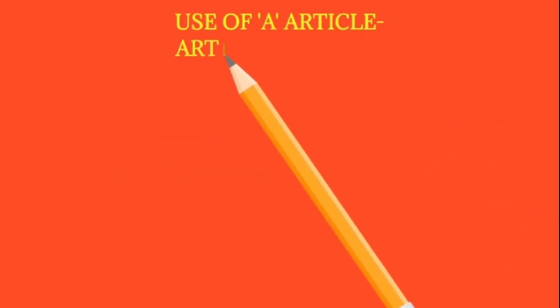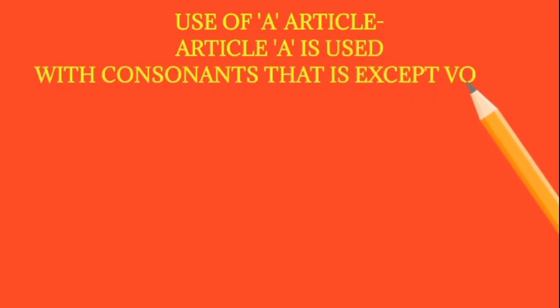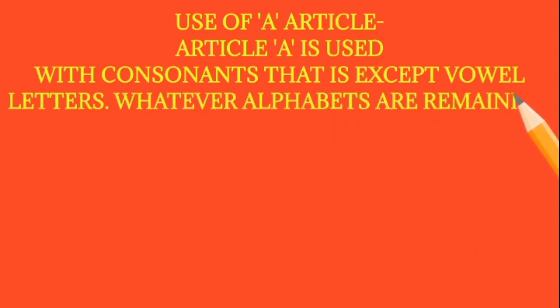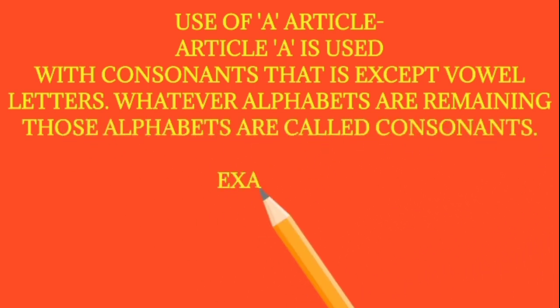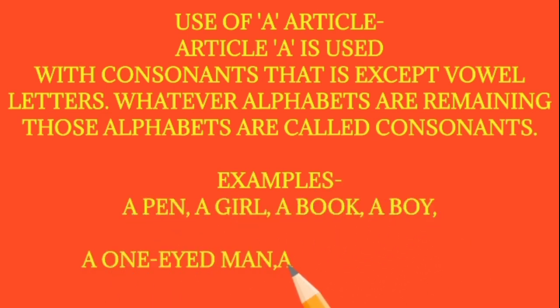Now let us see the use of article A. My dear students, article A is used with consonants. What do you mean by consonants here? Earlier we have studied the vowel letters A, E, I, O, U. Apart from these letters, whatever alphabets are remaining, those alphabets are called consonants. Okay? Now let us understand the use of article A by taking a few examples.